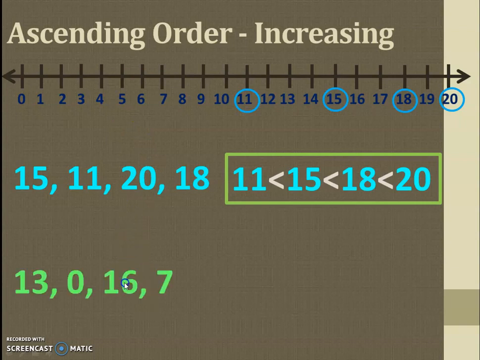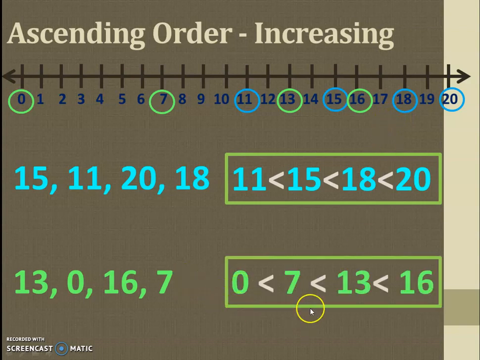And then the next set of numbers. 13, 0, 16, 7. Yes. Now we are going to write from left to right. It is 0, 7, 13, 16. Shall we check? Yes, it is 0, 7, 13, 16. Correct.